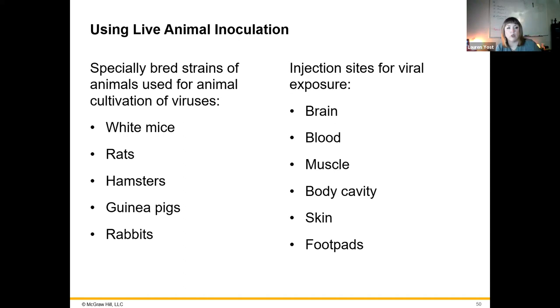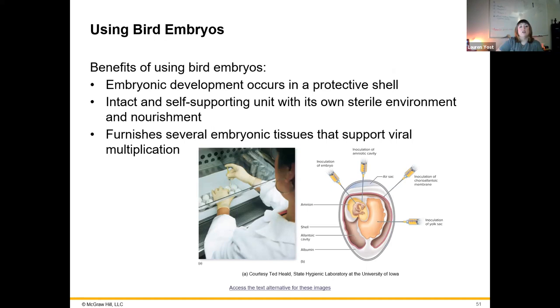So these are the sites for viral exposure. That's a nice way of, I guess, saying that. But yeah, this is where you would be injecting the virus into these animals, in their brains directly, their blood, their muscles, body cavities, usually in the abdomen, skin, and in the foot pads. It's awful, but it's the way it is. So bird embryos, you know, this is sort of like living tissue that allows us to look at the effects and allow virus to grow in living cells, but without dealing with a living animal. It's also a self-containing, self-supporting unit. So that's going to be maintained relatively sterile as well.